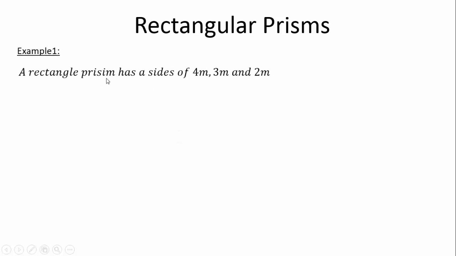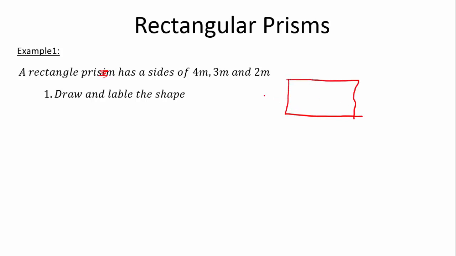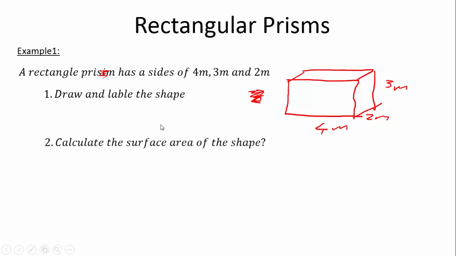We have a rectangular prism that has sides of 4 meters, 3 meters, and 2 meters. Draw and label the shape. Right, so 4 meters is our longest side, then we have a 3 meter side. That is 3 over there, that is 4, and then we have a 2 meter depth. It doesn't matter how you draw this, as long as you label it correctly. So that's also 3, and this is a 2 meter depth here. Make sure you write your meters. Okay, so we've drawn and labeled the shape.